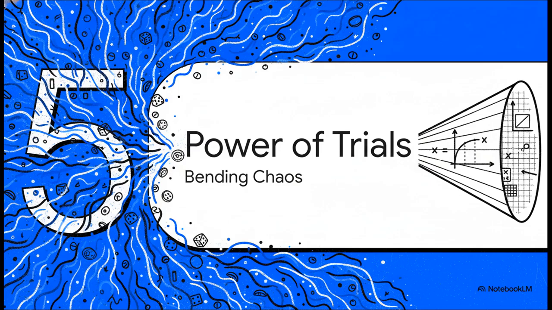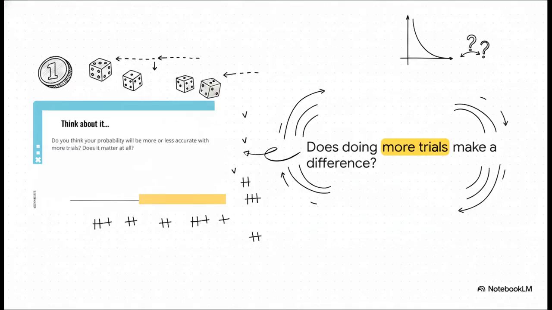Section 5. The power of trials, bending chaos to predictability. Okay, so how do we bend that chaos back to predictability? Ask yourself this. If you roll a die just a few times, your results are going to be pretty skewed. But does doing 100 trials instead of 10 actually make your experimental probability more accurate? Does the sheer volume of trials actually matter?